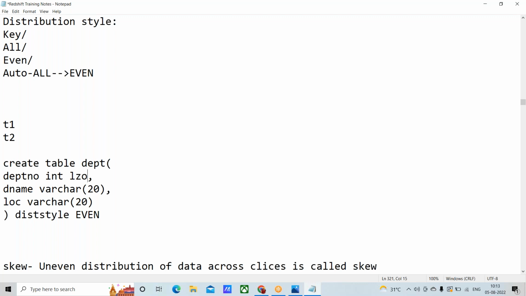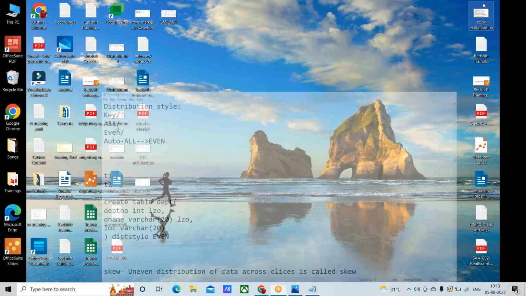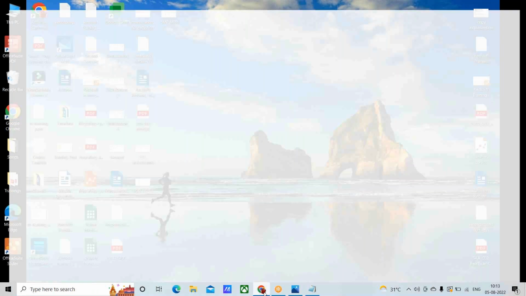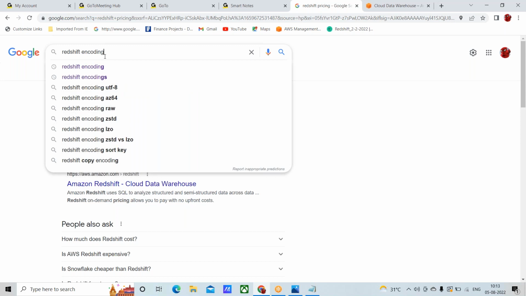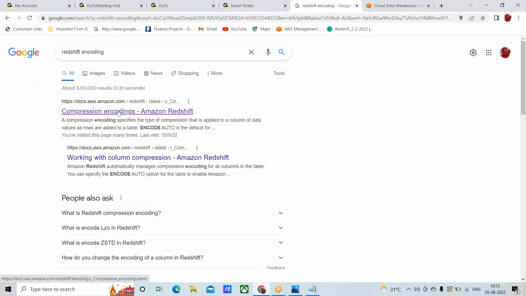Something like LZO. And department name varchar, this is some other, let's say this is also LZO. There are different encoding techniques. For example, I will show you. See, compression encodings.